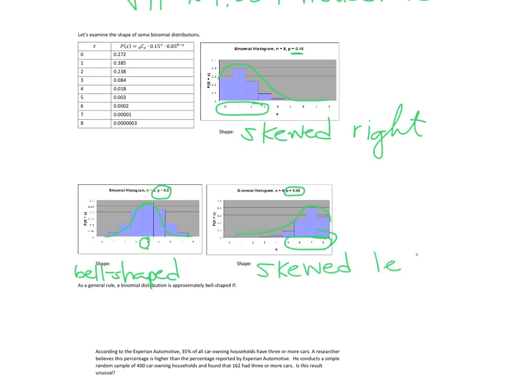All right, and then for each of these examples, we had a pretty small n. N is 8. But what we would find, and we could run, and we will run some distributions ourselves, is that when n gets bigger, the binomial distribution becomes bell-shaped.